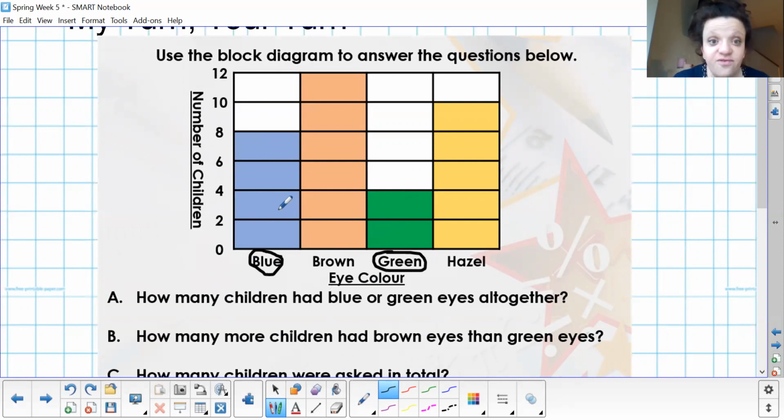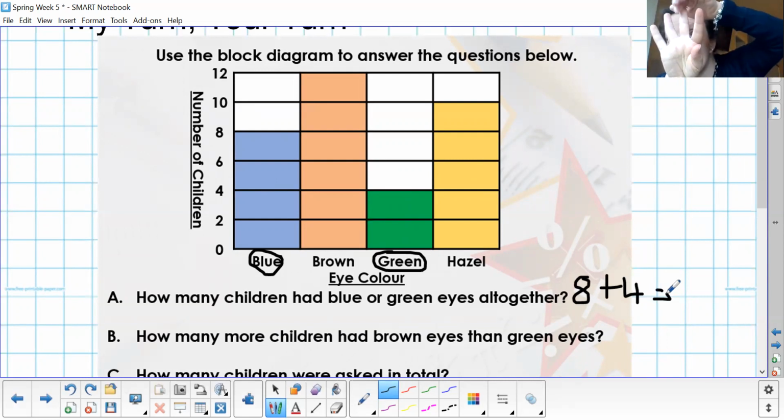Okay, well done. So first of all, I'm going to count how many children like blue eyes. So I'm going to go in 2s. 2, 4, 6, 8. And that's there. So I know 8 had blue eyes. Probably like them too. And green, 2, 4. And I can check that as well. So it's 8, add 4, which I could draw or I could count on in my head. So I've got 8 in my head. I'm going to count on 4 more. 9, 10, 11, 12. So my answer could be 12.